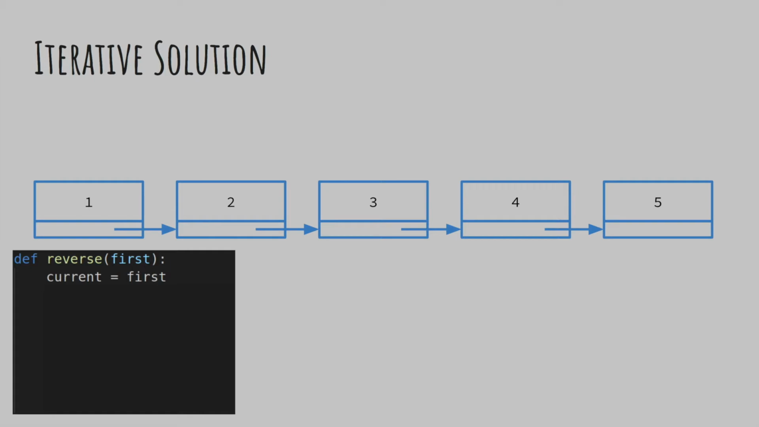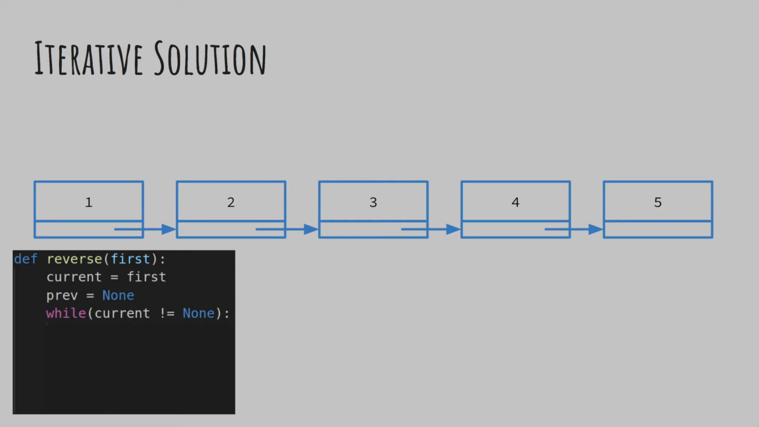We will create a new variable, current, and that will equal the first node of the linked list. And we will say that the previous value will equal None. So the current value will be the first element of the linked list, and the first element doesn't have a previous element, so previous equals None.